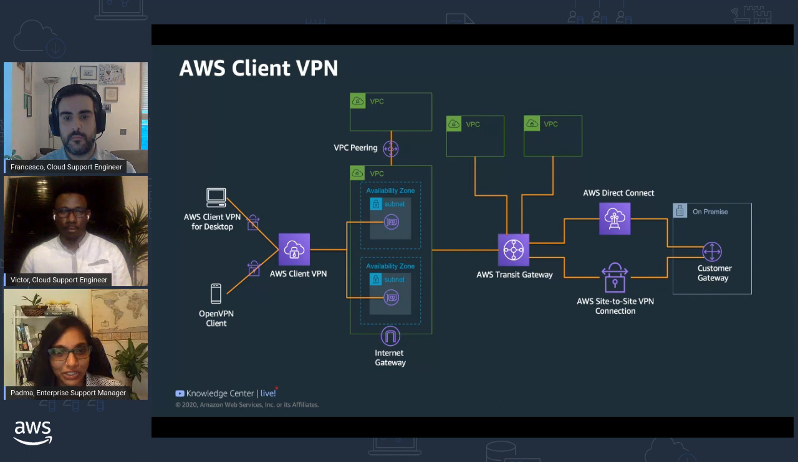I see another question here from Mellison. Francesco, I believe you addressed this a little bit. Can AWS VPN client be used as a way to secure traffic to the internet on insecure networks such as public Wi-Fi?